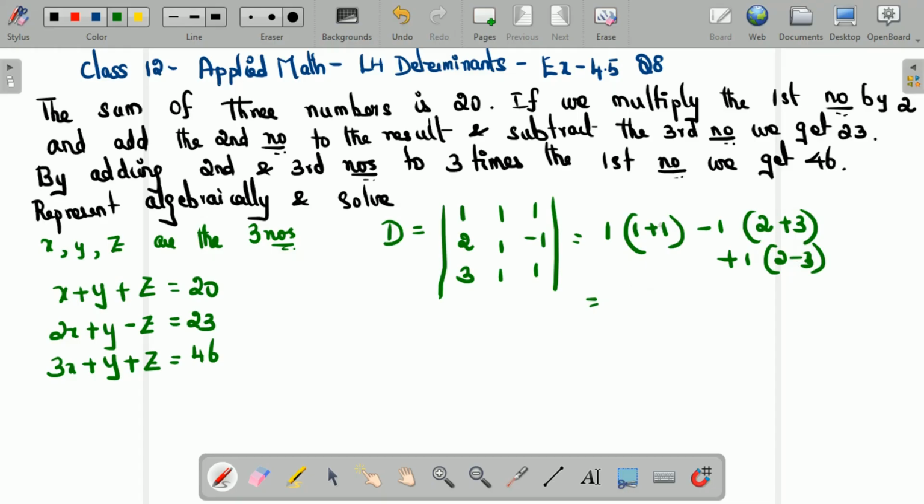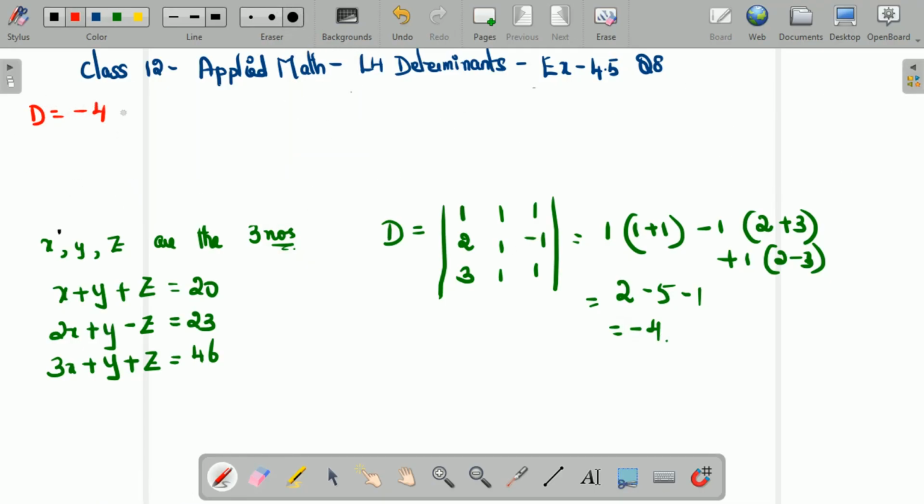So now let's evaluate. 2 into 1 is 2. This is 5 into minus 1, so minus 5. 2 minus 3 is minus 1 into plus 1, so it's minus 1. So this is going to be equal to minus 4. Let's note the value of D separately is equal to minus 4.